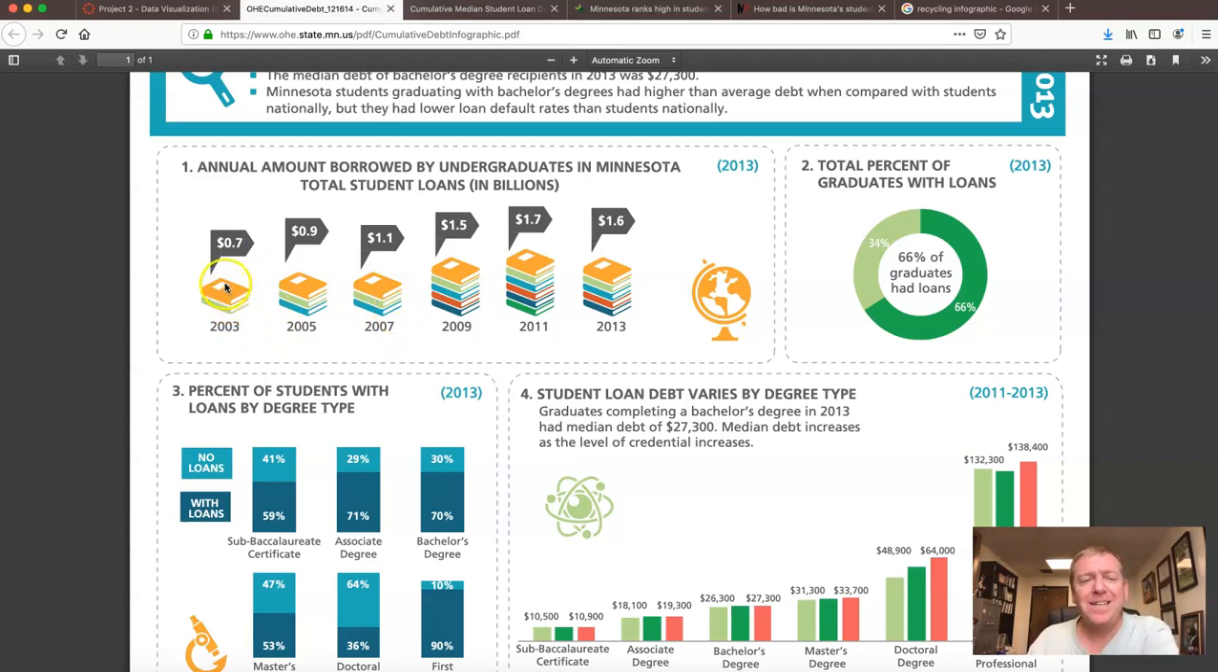And you can see it essentially is kind of like a bar graph, isn't it? So we see 2, 3 here, we have 3 again, now here we have 5, and you have different colors to help us distinguish it. It went down a little bit. You also have the data points here, 0.7, 0.9 billion, 1.1 billion, 1.5 billion, and so forth, all the way across. Here we have total percent of graduates with loans. It's easy to see that 66% of people who graduated had student loans, 34% did not.